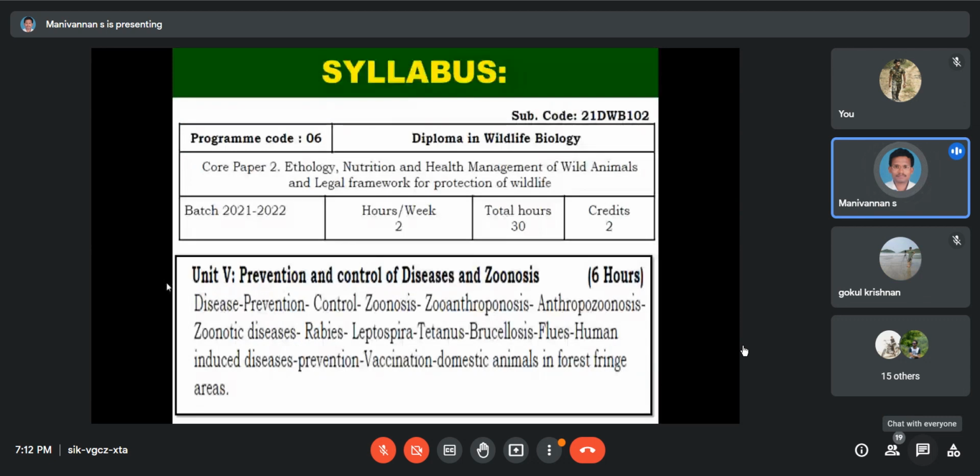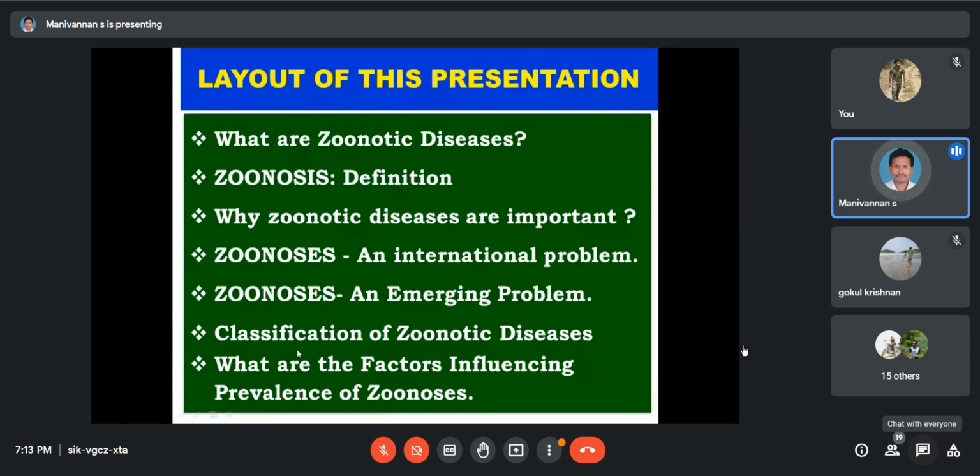This is our syllabus: control of disease and zoonosis. What is zoonosis? Prevention and control of zoonosis. What is zooanthroponosis? What is anthropozoonosis? Some zoonotic diseases will be discussed in detail. In the last class we also discussed zoonosis, what a zoonotic disease is, and that it is an international emerging problem. Today a detailed explanation of the class, and next class the factors influencing the prevalence of the disease.